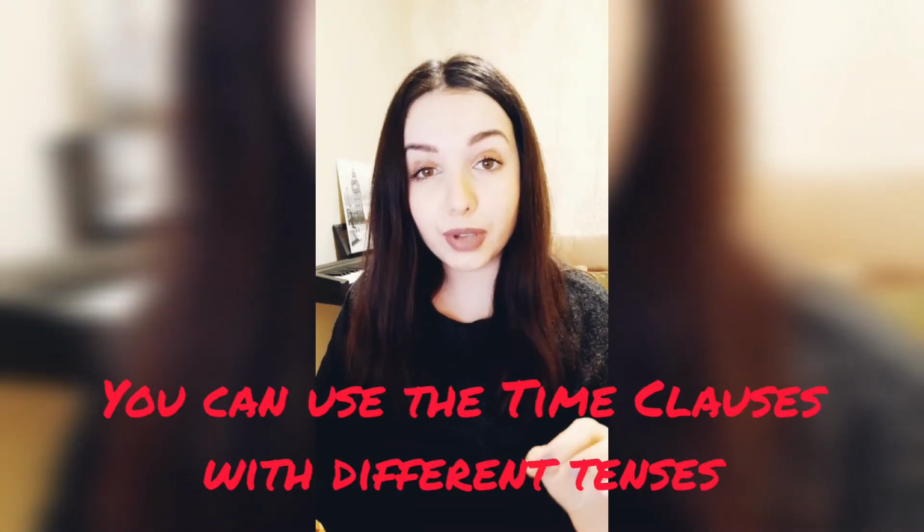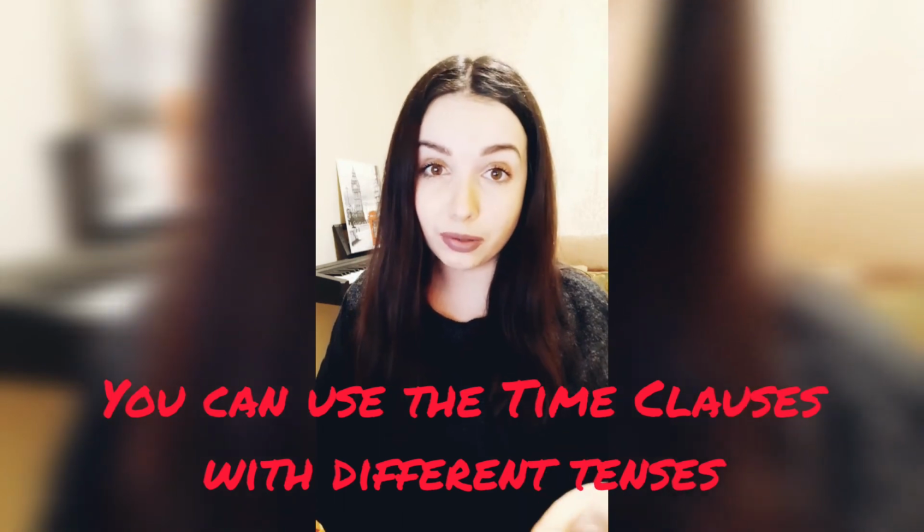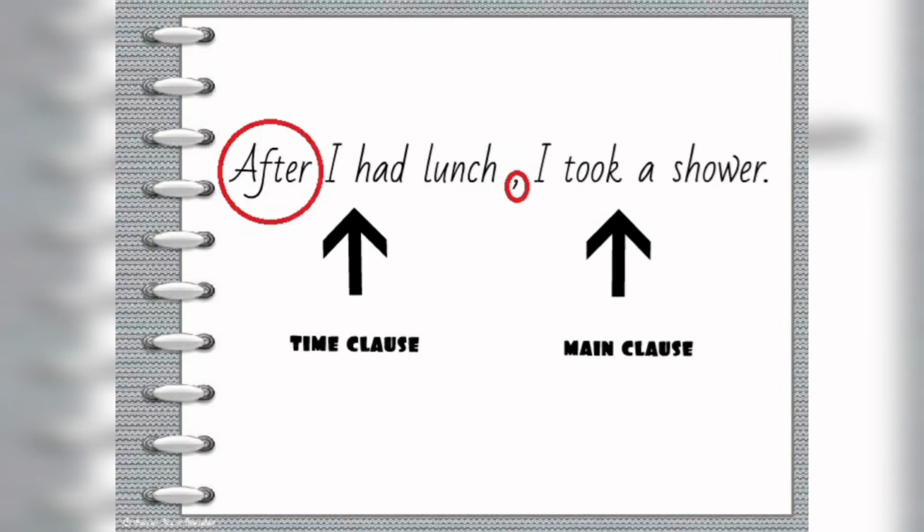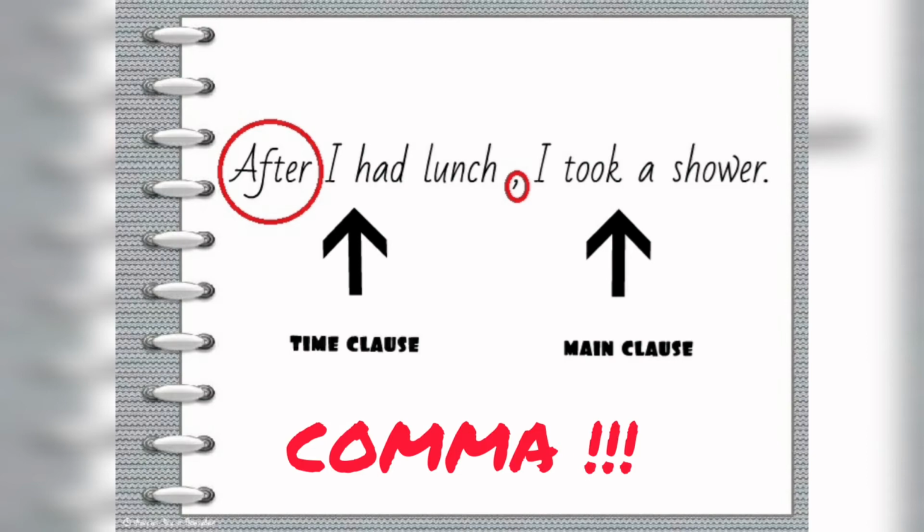You can use time clauses with different verb tenses. The past simple is in the main clause, but in the time clause we use the past simple too. We can also invert this sentence. After I had lunch, I took a shower. Don't forget about comma. We talked about before and we talked about after, and now we should mention when. So let's see the example.